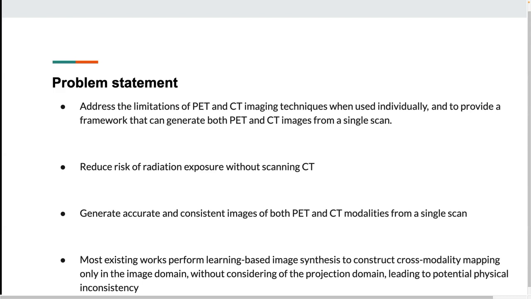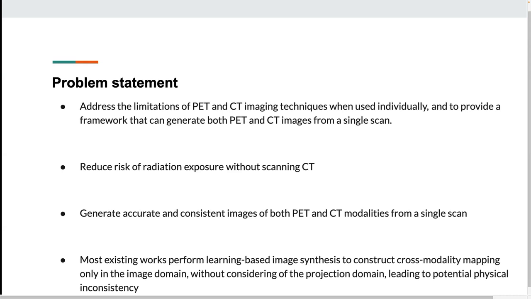The next goal is to generate accurate and consistent images for both PET and CT modalities from a single scan. And the last thing is that most existing work performs image-based synthesis to construct cross-modality mapping only in the image domain without considering the projection domain, leading to potential physical inconsistency.